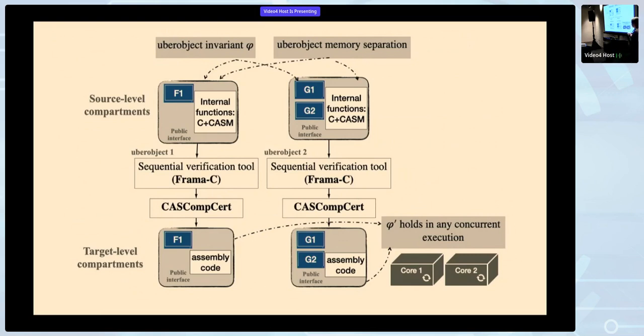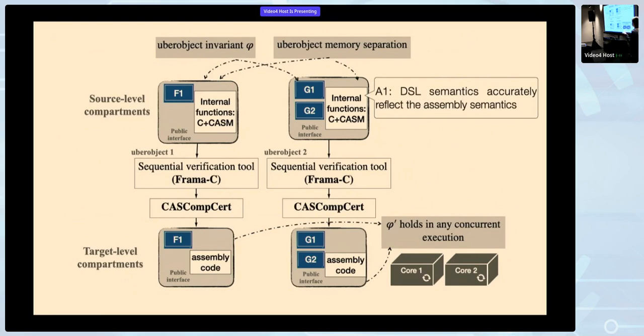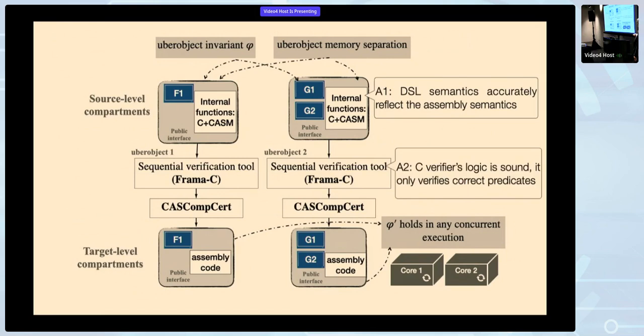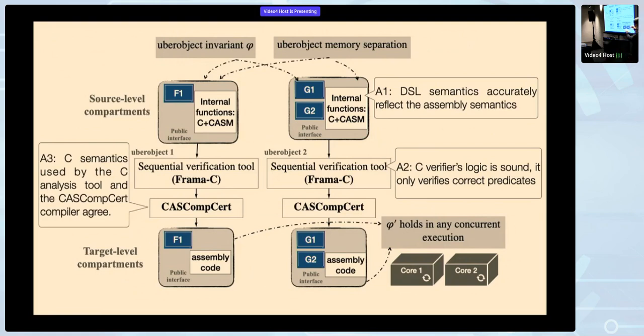One bit that I didn't talk about in the presentation is that we allow our Uber objects to have some kind of assembly code inside them too. And to be able to verify them, we write them in a domain-specific language called CASM. One of our assumptions is that this domain-specific language is sound and reflects the assembly semantics accurately. The other assumption that we make is that the C verifier's logic is sound, meaning that it only verifies correct predicates. And finally, if I want to compose CASCompCert with a C verifier, it's not necessarily the case that their C semantics or memory model are the same. So we assume that they agree on the C semantics and the memory model.